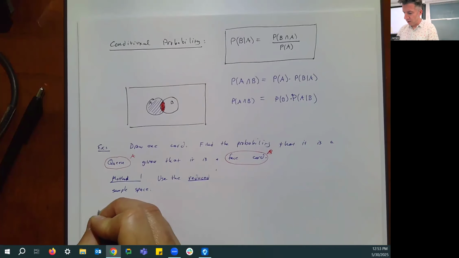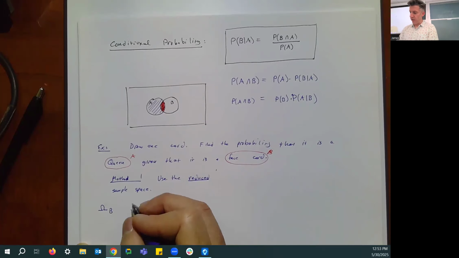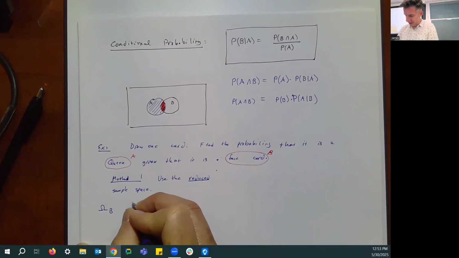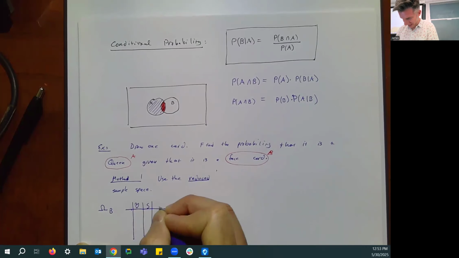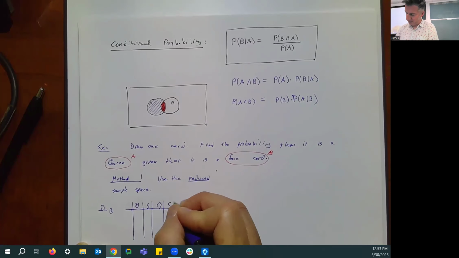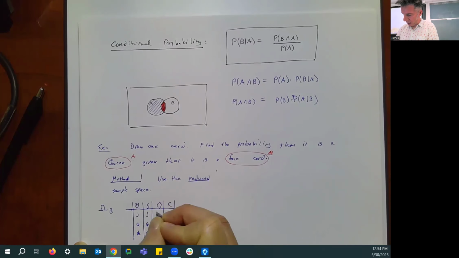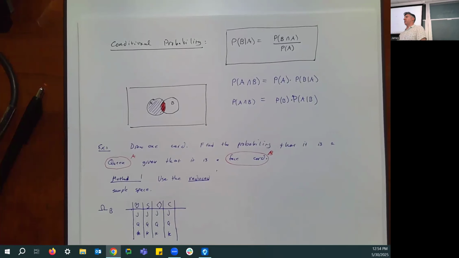So I'm going to call this omega B. That's my reduced sample space. It consists of these 12 cards: hearts, spades, diamonds, clubs. I'm so bad at drawing these. And then you can have either Jack, Queen, or King for all of them. Jack, Queen, King, Jack, Queen, King, Jack, Queen, King. So what I have done is I've told you it's one of those cards. That's my reduced sample space of all the face cards.